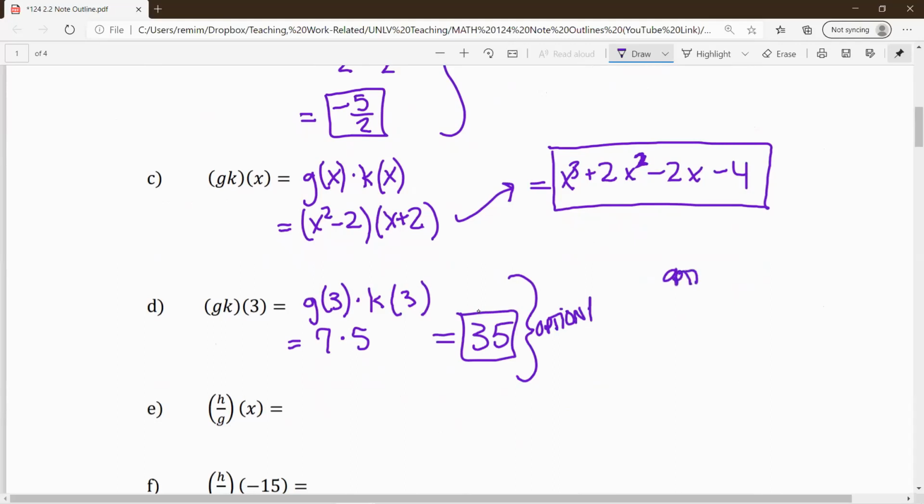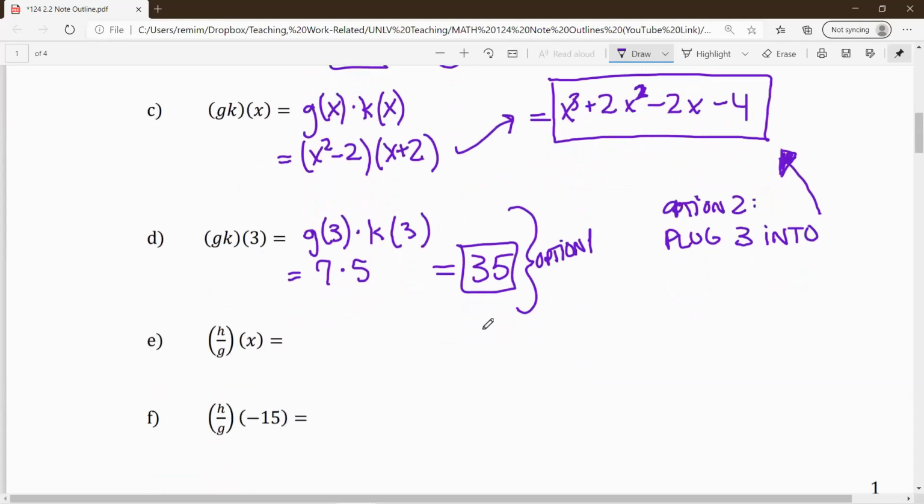And option 2 is that we would just plug 3 into that function that we got in part C and then simplify. But it's the same type of thing. If you don't have this function written out in front of you yet, then you might as well just go with option 1. It might be a little bit easier and less work. Okay, but again, either option that you choose is fine.